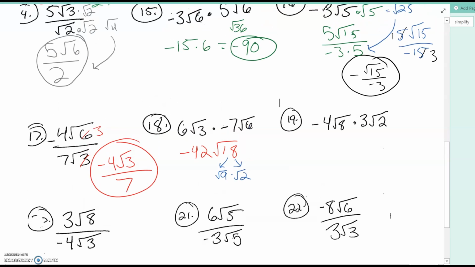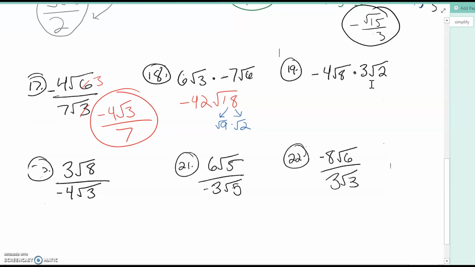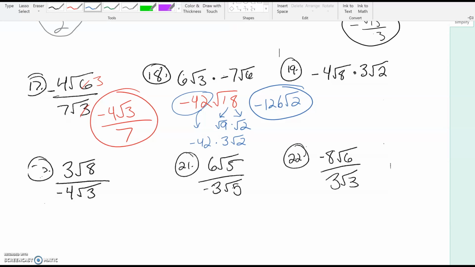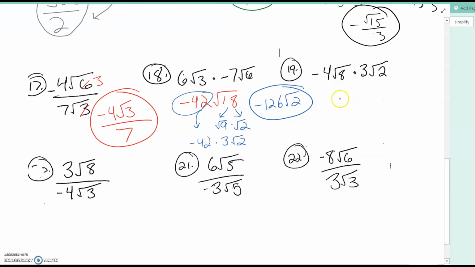Right, as I see this, only one of these up here should be negative. Boom. Yeah. So, then this would be 3 square root of 2. But I still have this guy. So I go negative 42 times 3, which would be negative 126 square root of 2, fully simplified. Number 19 would be negative 12 square root of 16. Square root of 16 is 4.